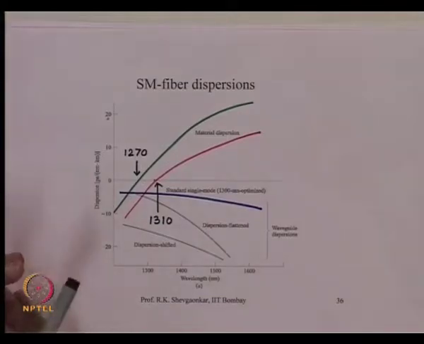That is the reason 1310 nanometer was the immediately chosen window after the first generation, because at that wavelength one could see a scope of sending extremely high data rates on the optical fiber. So, 1310 nanometer, that's why, is a special window, because it can support the highest possible data rate.